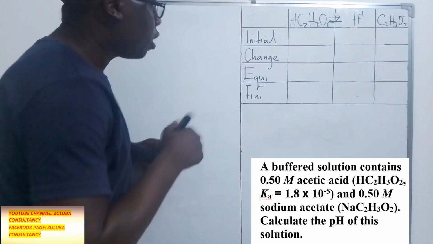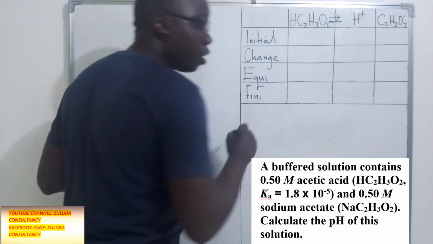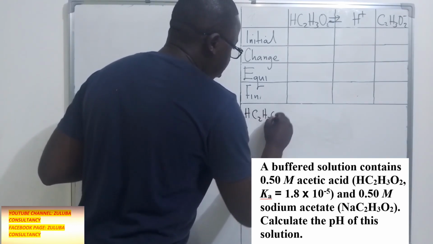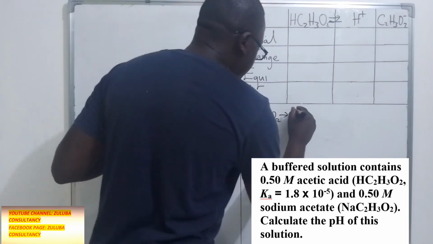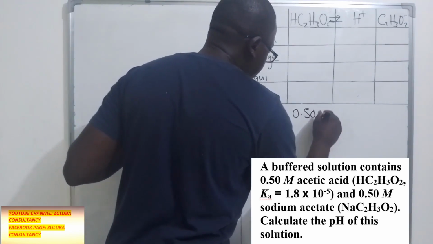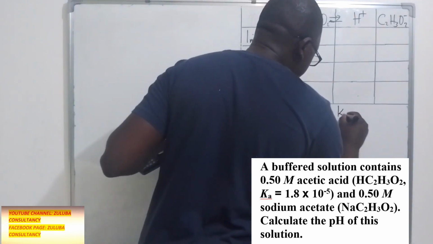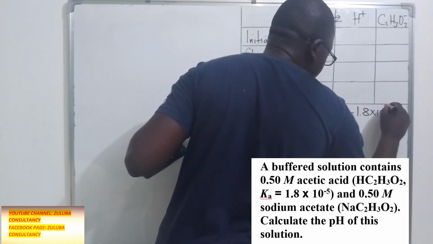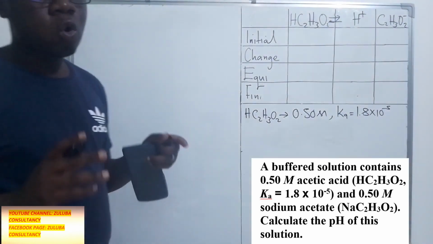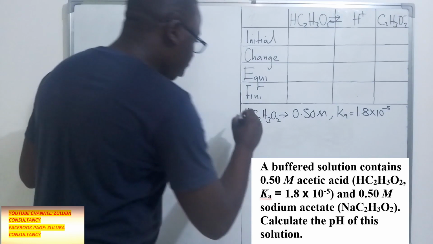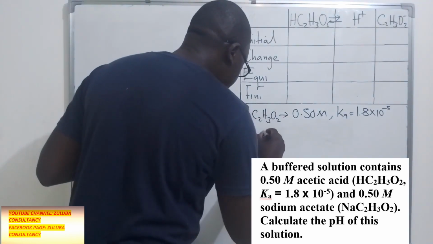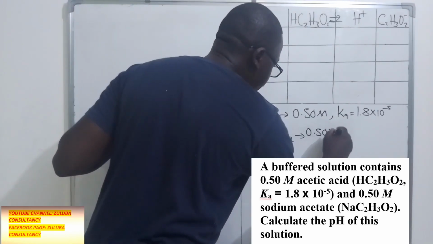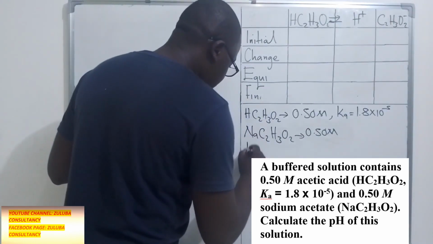The first thing we can get is that the weak acid, which is acetic acid, has the concentration of 0.50 M and the Ka of 1.8 times 10 to the power negative 5. What else do we have from this question? We have been given that sodium acetate, which is this one, is 0.50 M. We have been asked to calculate the pH.